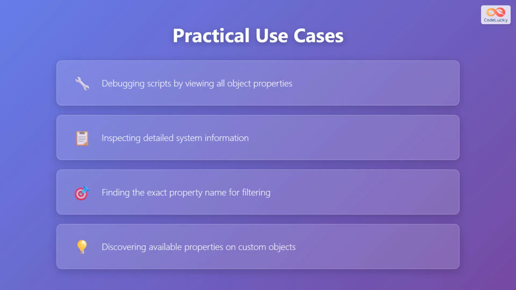Format-list shines in many practical scenarios. Use it for debugging scripts by viewing all object properties to understand what data you're working with. It's excellent for inspecting detailed system information when you need to see every available detail. You can use it to find the exact property name for filtering, which is crucial when building more complex commands. And it's perfect for discovering available properties on custom objects, helping you understand the structure of objects created by other scripts or modules. These use cases demonstrate why format-list is an essential tool in every PowerShell user's toolkit.